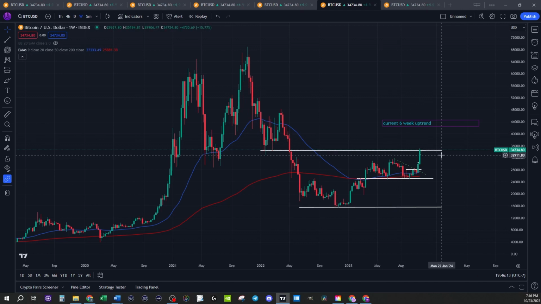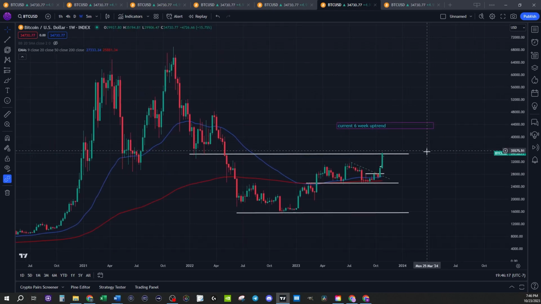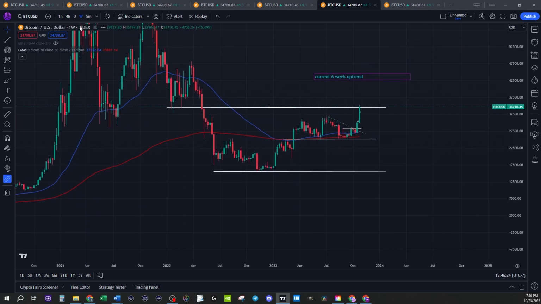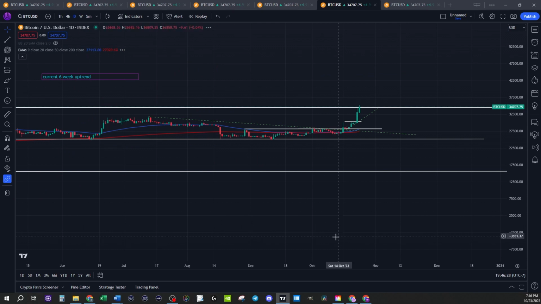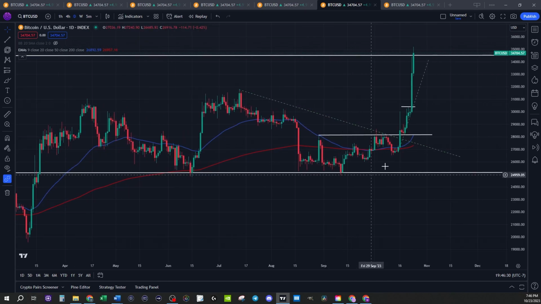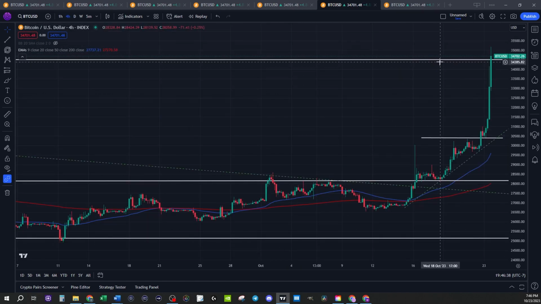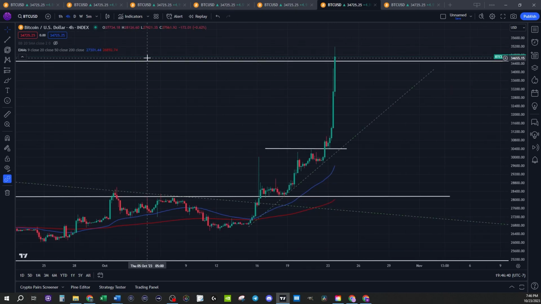Initial higher time frame assessment, current 6-week uptrend in Bitcoin right now. We're going to define our support and resistance levels on the weekly time frame. We're going to go down to the daily and make sure that we have our support and our resistance lines dialed in. Into the intraday, support, resistance levels dialed in. We just saw a breakout.